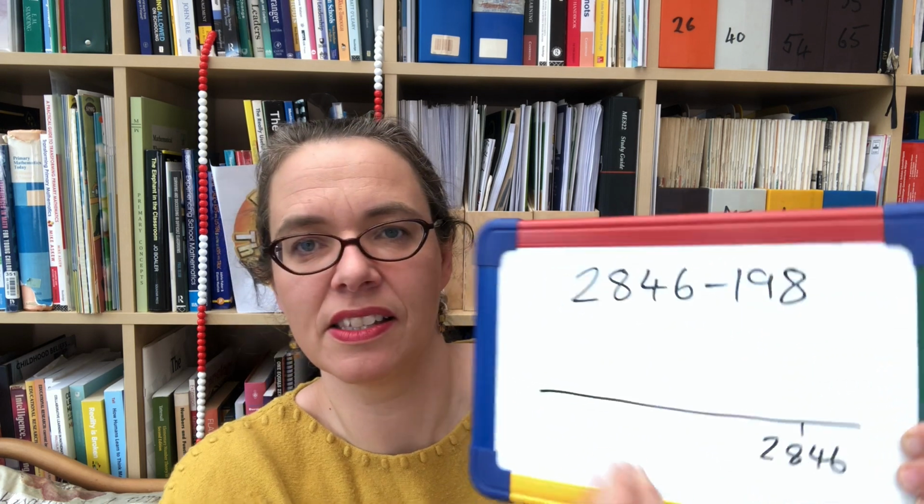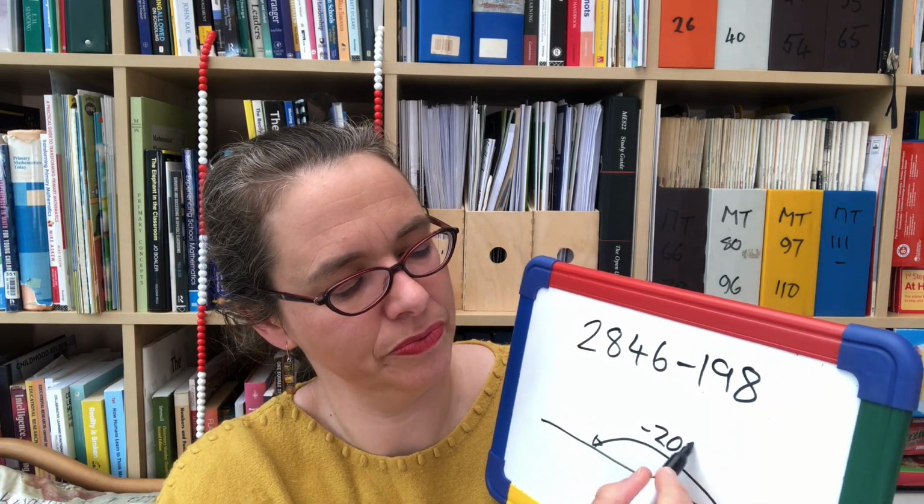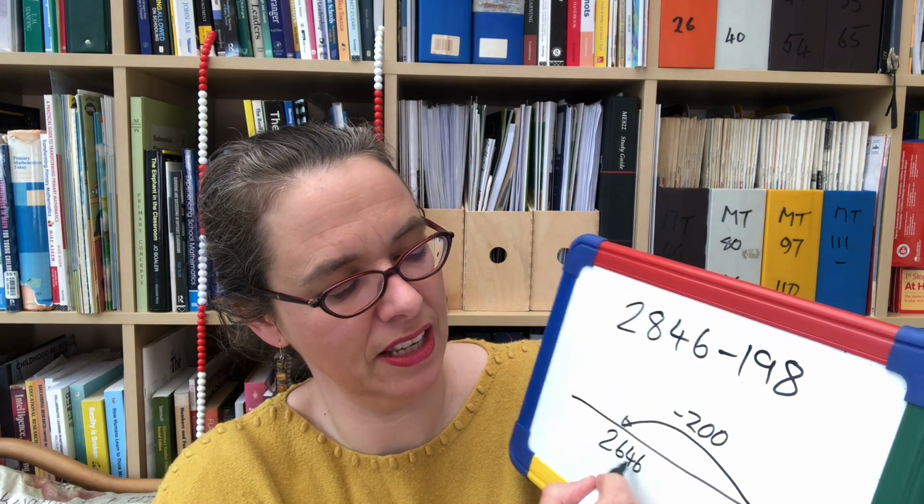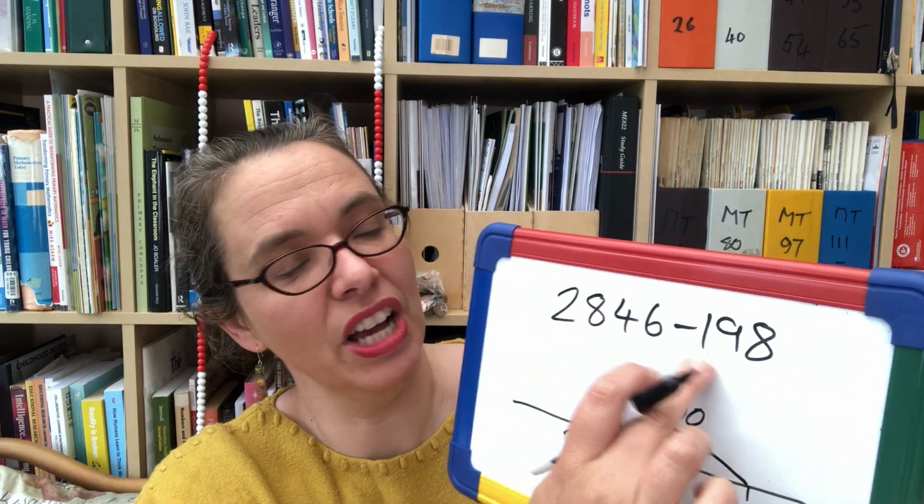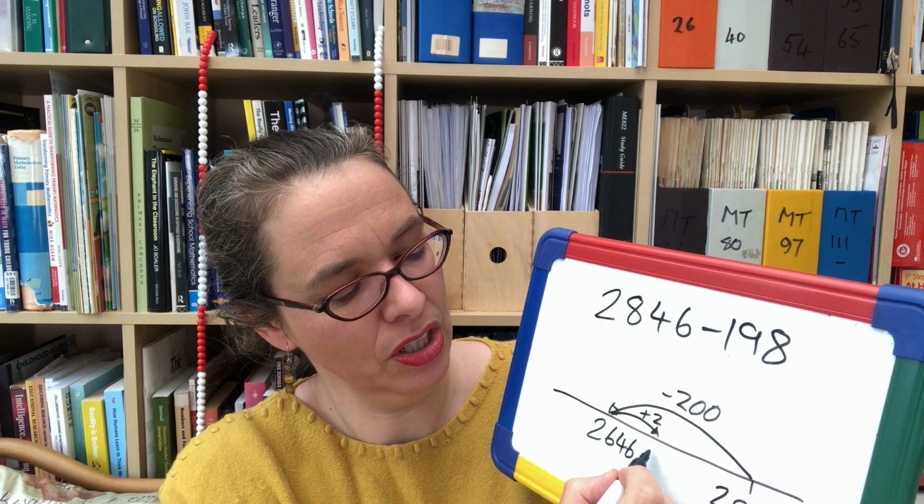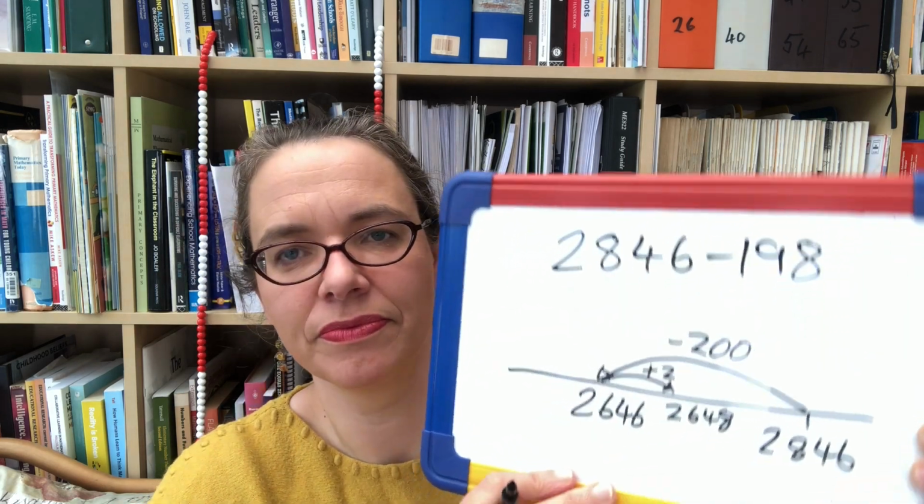So we start with 2,846, and instead of trying to subtract 198, we subtract 200, which takes us to 2,646. Now we've subtracted too much, so we need to add 2 back on. So we add 2, and that's easy to do, 2,648. Hopefully, whichever method you used, you got this answer.